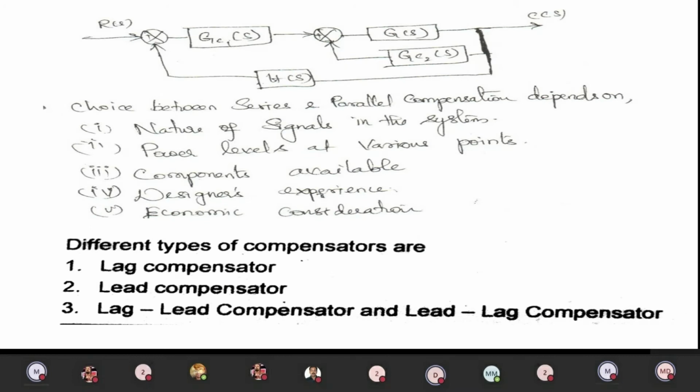So how can we choose these kinds of compensating networks? What are the various choices? What are the factors it depends on? So here we discuss that. First, depending upon the nature of the signal which is available, we can choose a particular compensator, and then the power levels available at various points, the components which are available, and also the designer's experience. If a designer is very experienced with the series compensator, then you can choose only the series compensator. And then we have the economic consideration. So these are the various factors which determine the choice of the compensating network.